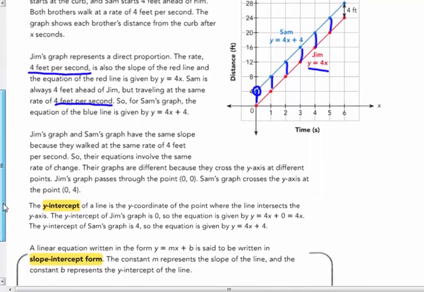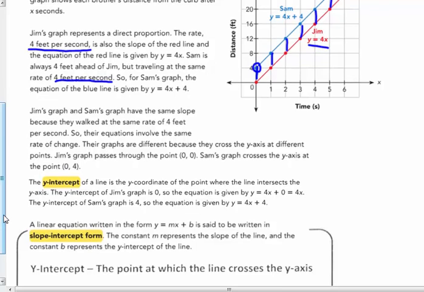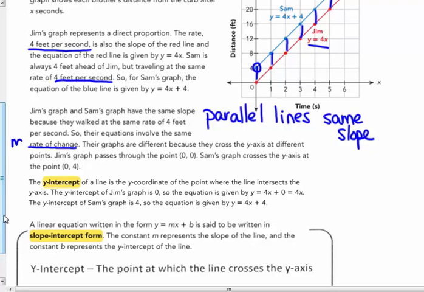Jim's graph and Sam's graph have the same slope because they have walked at the same rate of 4 feet per second. They are what are called parallel lines. We're going to talk about that in a future lesson. But for right now, they're parallel lines. They have the same slope. Their m's are equal. Their slopes are equal, delta y over delta x. So their equations involve the same rate of change, the same m, the same slope.